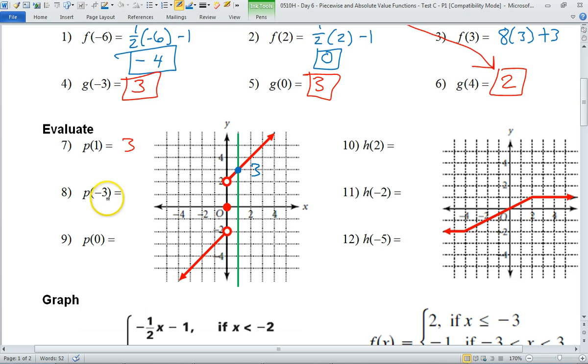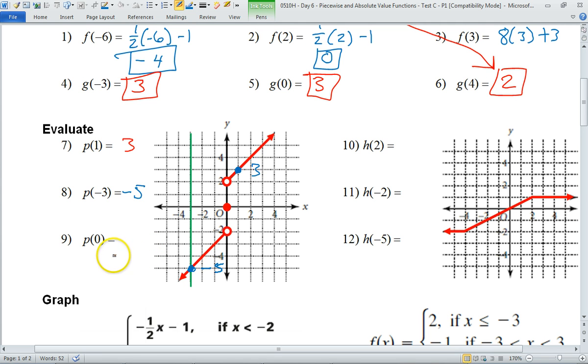What's the answer for negative 3? Let's see, positivo or negativo? Negative 5, okay? Number 8 is going to be negative 5. Again, if you just take your vertical line and put it at negative 3, there's my vertical line at negative 3. It hits right here. Blam! That's negative 5. That's why the answer is negative 5.